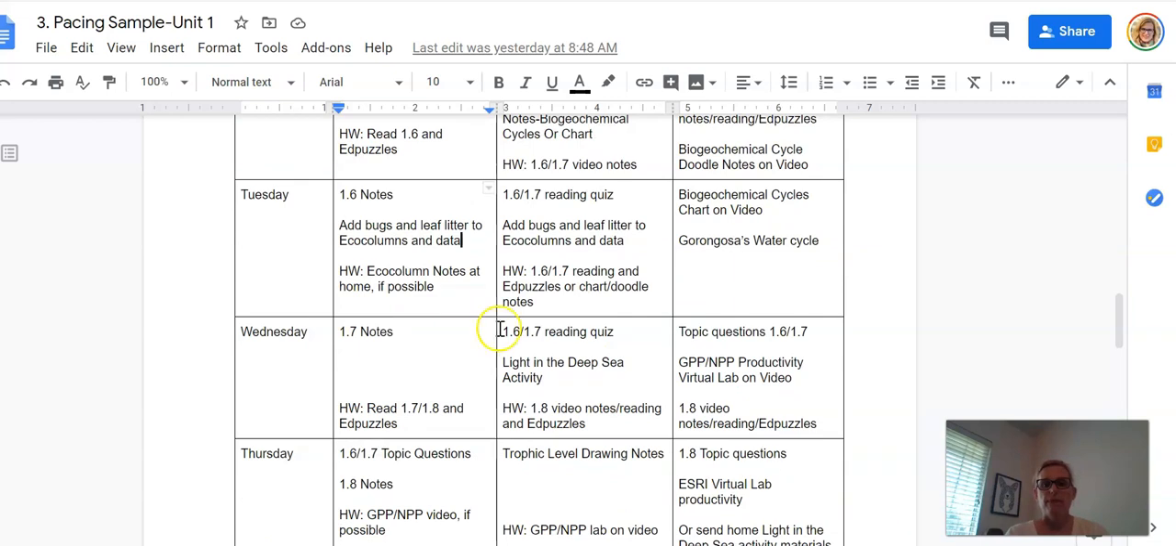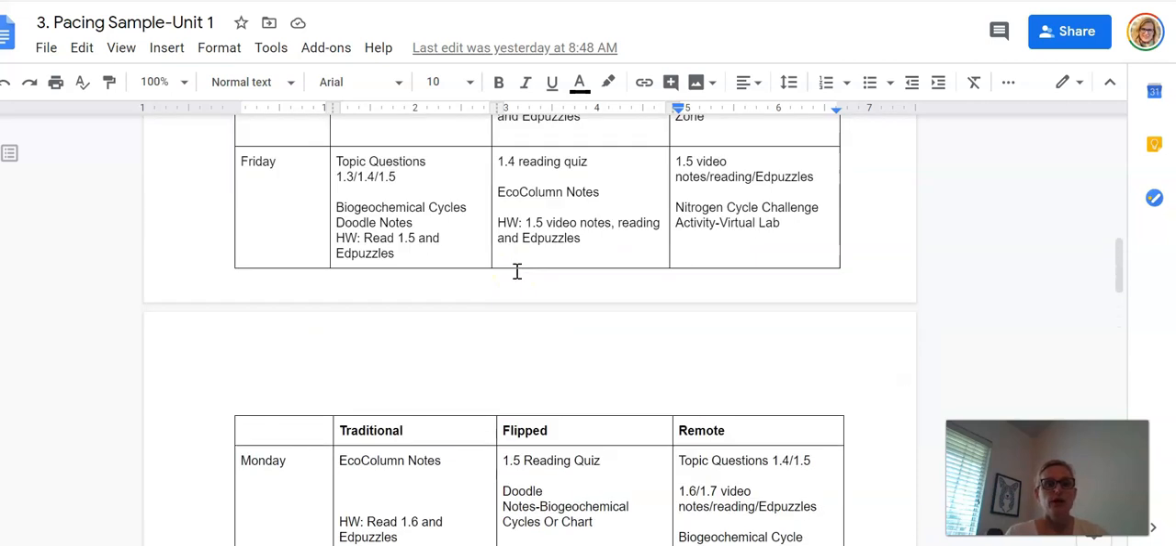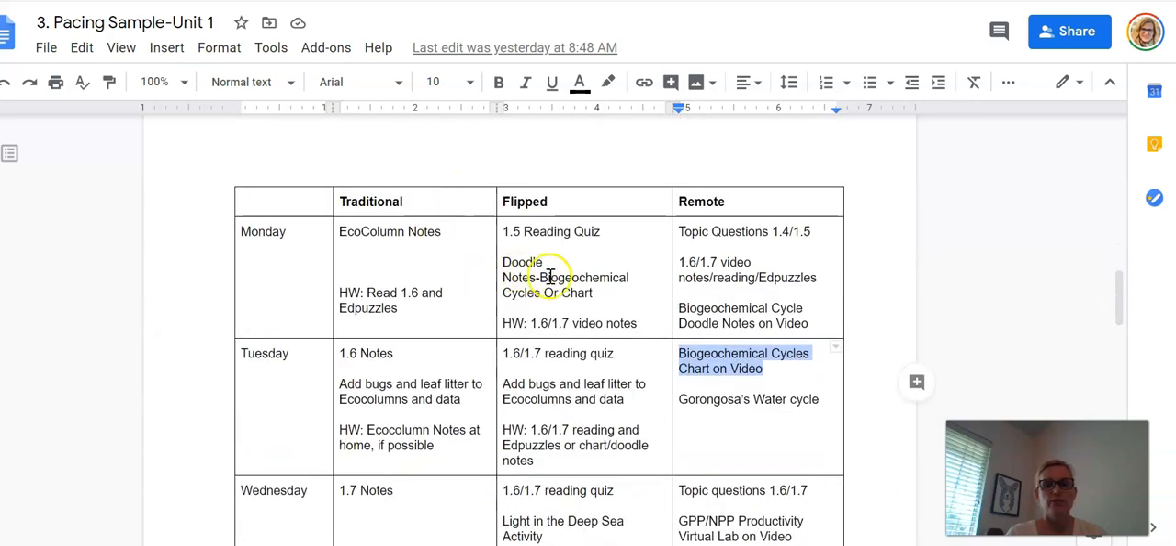Okay, then if you're teaching remote, you might do this chart, which I also have here. You might do that on video. You'll notice the chart does not appear under traditional. I have the doodle notes, but I don't have the chart, and that's because there's not enough time. So if you wanted to do the chart as well, you could, under traditional even, assign some readings at home, so you don't need to necessarily do notes on everything in class.